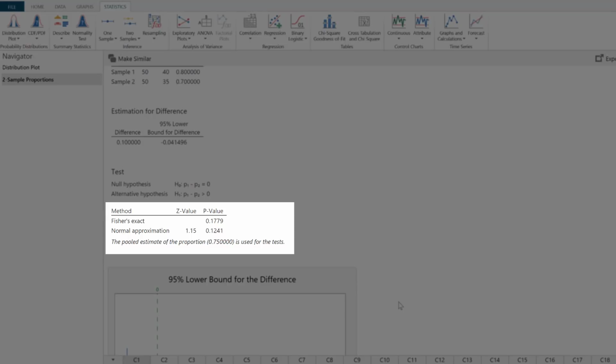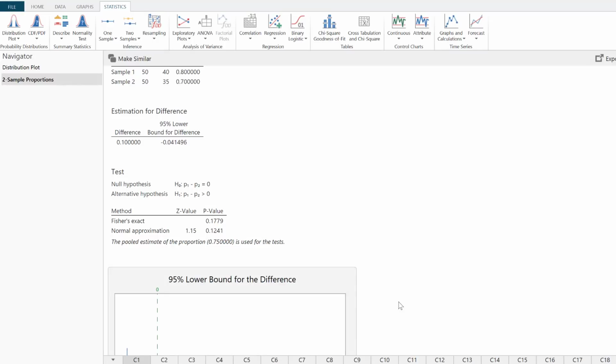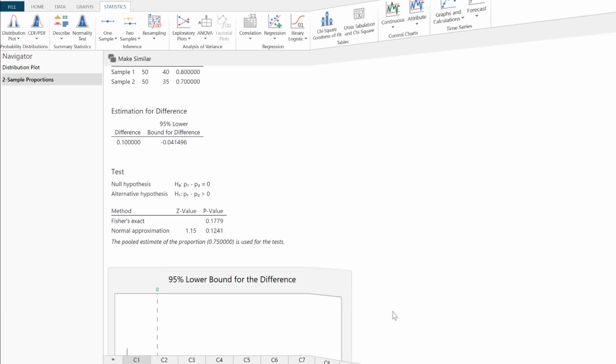For this test, our z-test statistic was 1.15, and our p-value was 0.1241. Those are steps 2 and 3 of the 5-step hypothesis testing procedure. Steps 1, 4, and 5 would be the same as they were when we just did this example by hand. Let's walk through one more example.